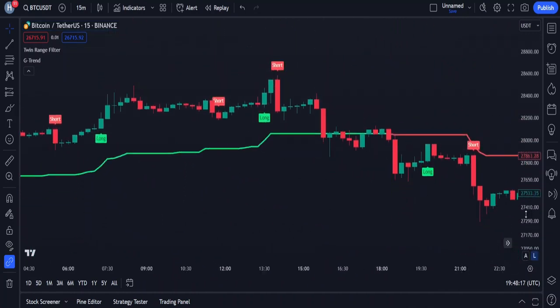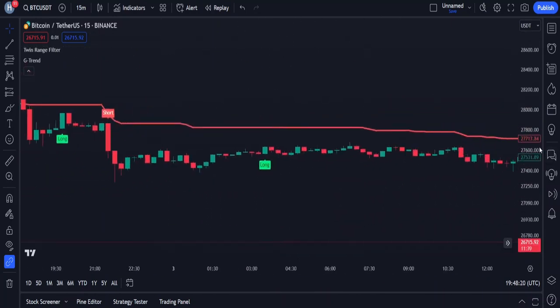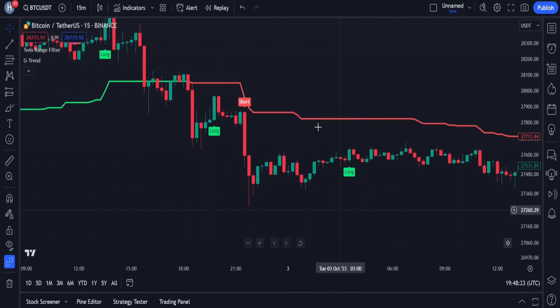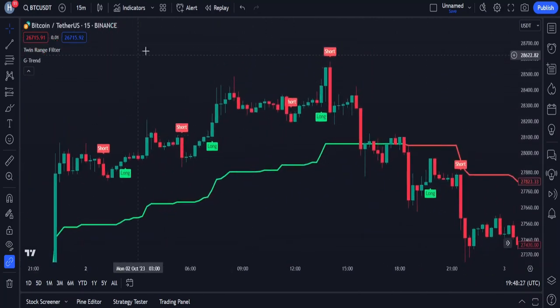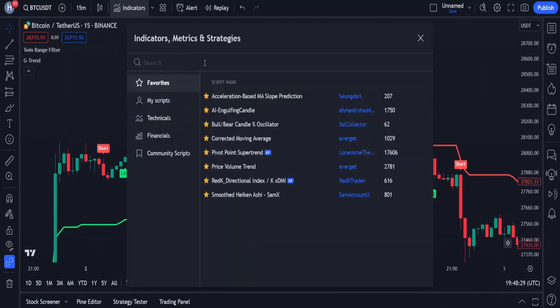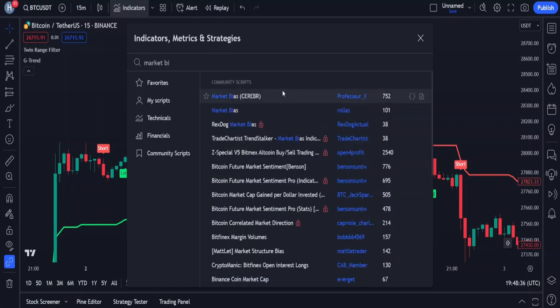But even if these two indicators are not enough to make this strategy even more accurate and profitable, we will add another indicator to the chart that will further refine the signals confirmed by these two indicators. So for that, we will access the Indicators tab again, and in the search bar type Market Bias, and add this indicator to the chart. This indicator will help indicate the long-term trend of the market.